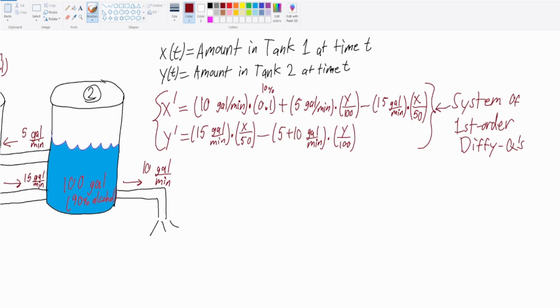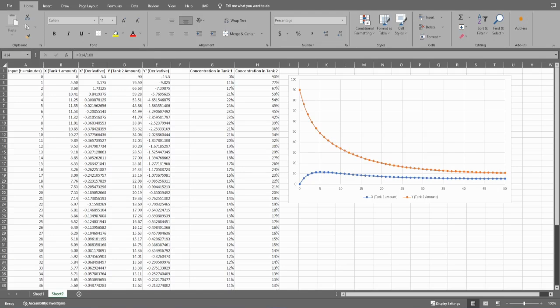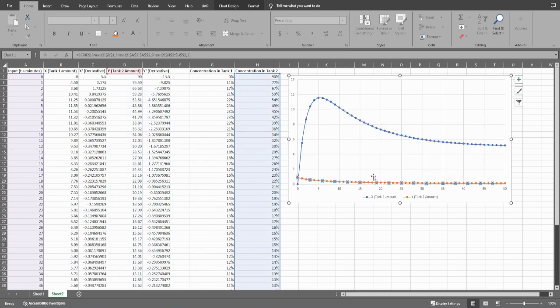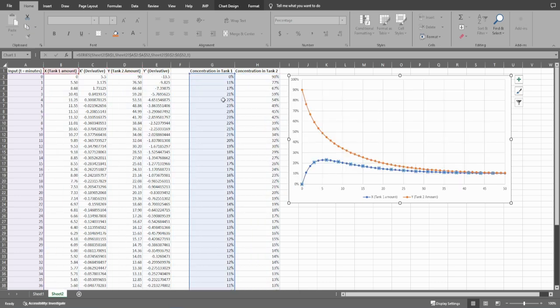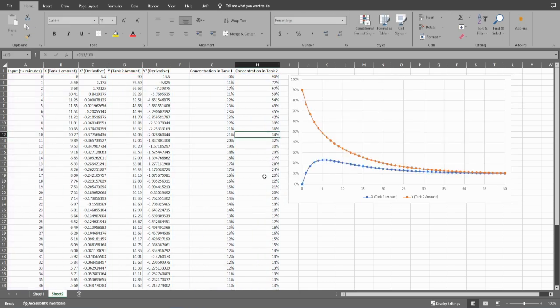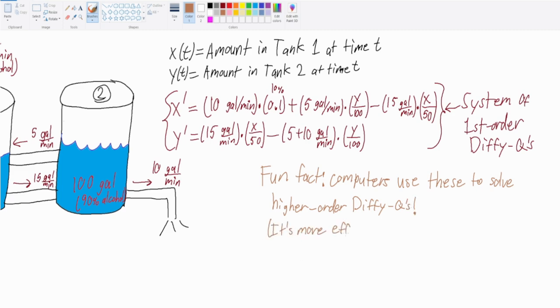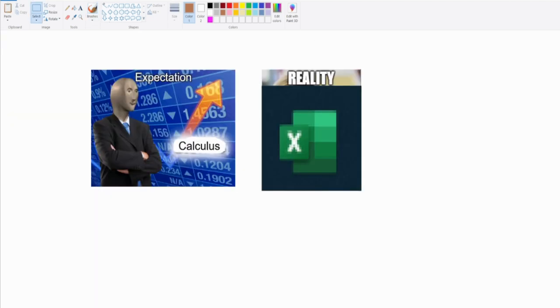So what we're going to do is plot both on the same Excel graph. We'll just need to create another column for the second output and the second output's derivative. And so here you can see we have two graphs going simultaneously and both will stabilize to their own concentrations. This is an extremely common thing to see, and in fact, the way that computers often solve higher order diffeqs is by turning them into systems of first order diffeqs, because that's more efficient for the computer, for reasons that I don't fully understand. So there you go, differential equations.